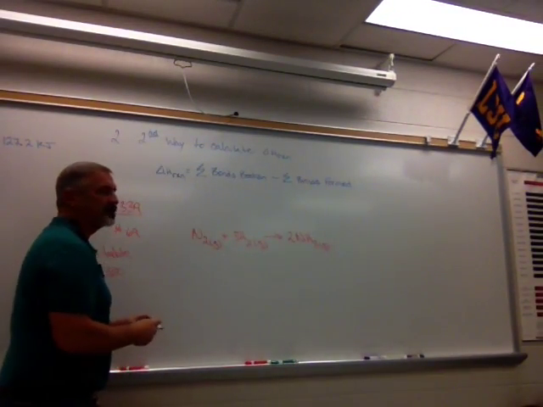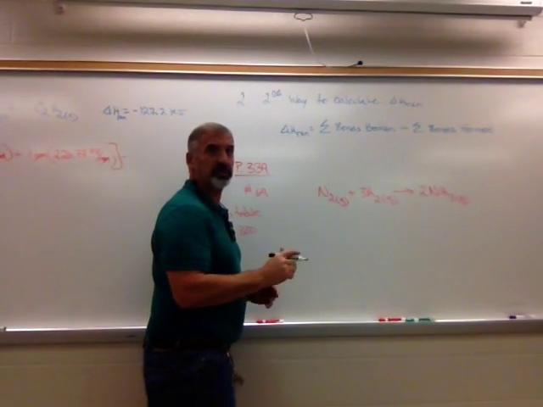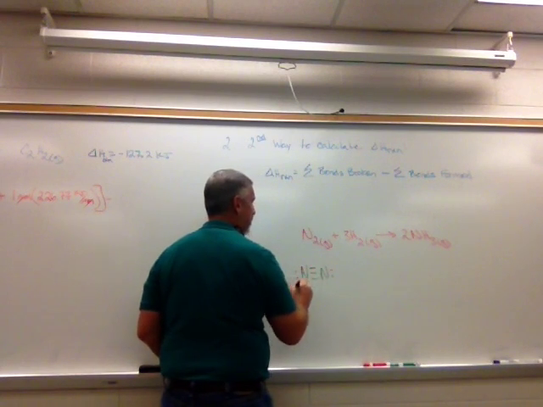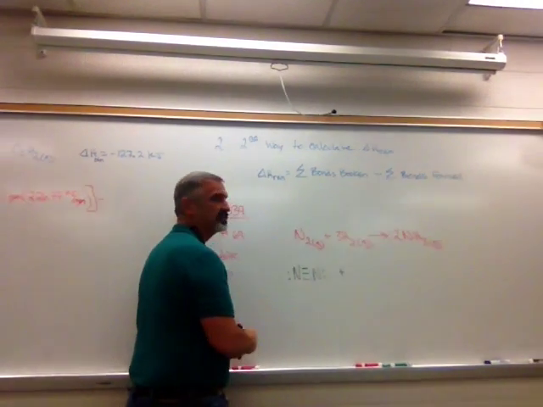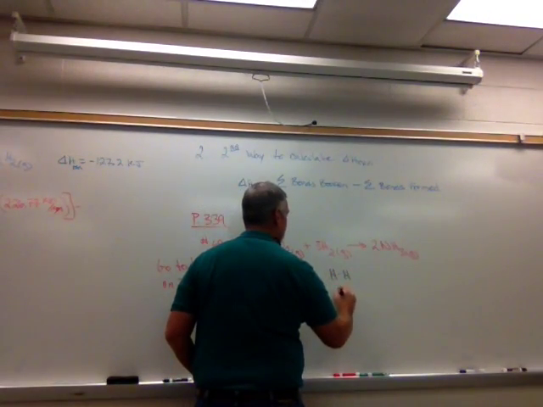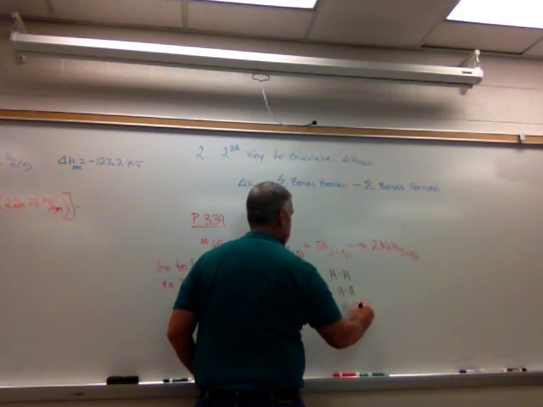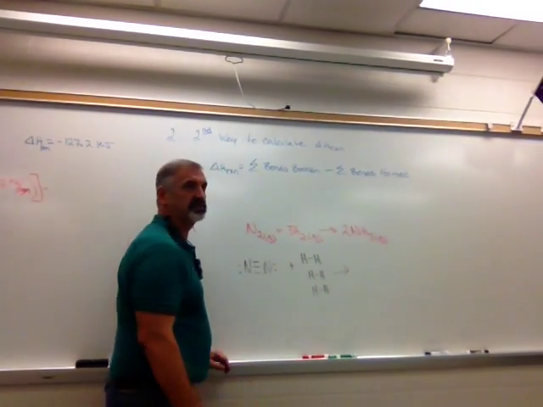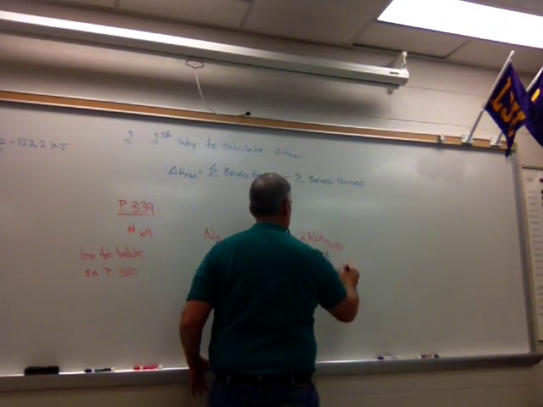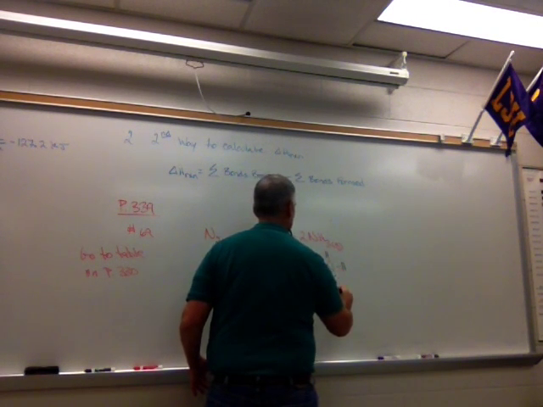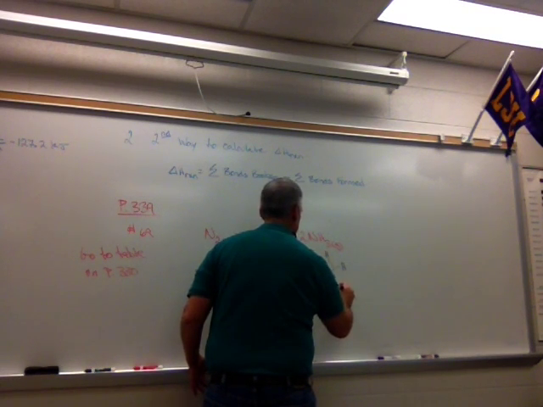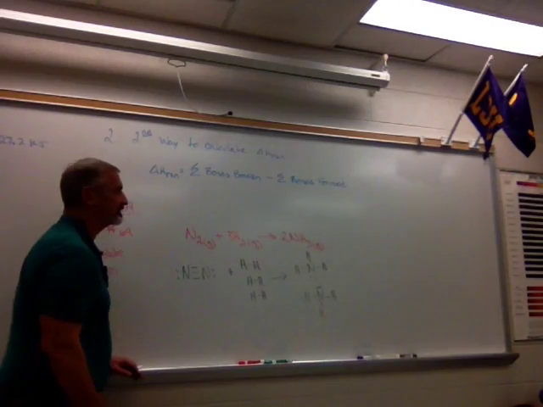So when we're looking at this, for nitrogen, how does nitrogen bond to itself? Triple bond, right? We've done that enough now. Nitrogen looks like this. And how does hydrogen bond to itself? Single bonds. And we have 3 hydrogens, so it's going to be 3 hydrogen-hydrogen single bonds. And then ammonia. Okay, so ammonia is going to look like that, correct?